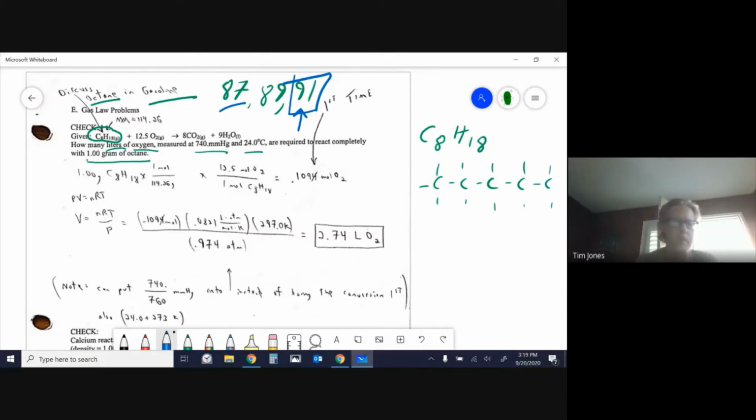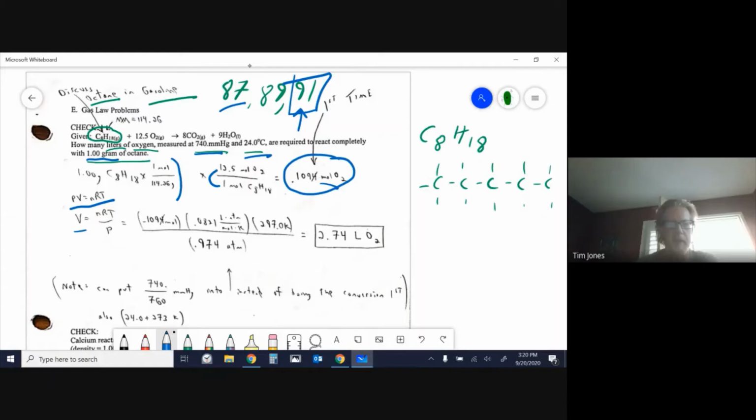Well, anytime you're given grams, you're probably going to want to turn that to moles, which I've done here. And then what we're looking for is the amount of oxygen. So I did stoichiometry, 1 to 12.5, and that gives me my moles of O2. I now have moles, pressure, temperature. So that's PV equals nRT. I like to solve for the variable first. So I solved for the V algebraically.